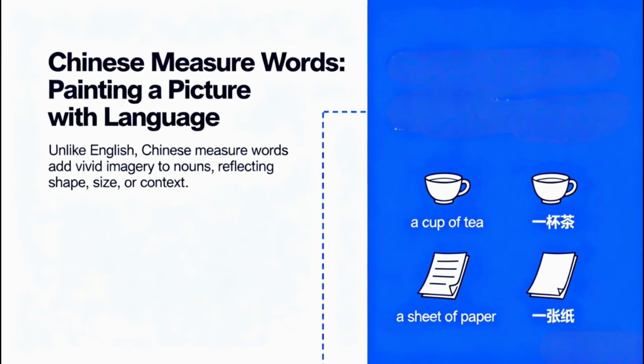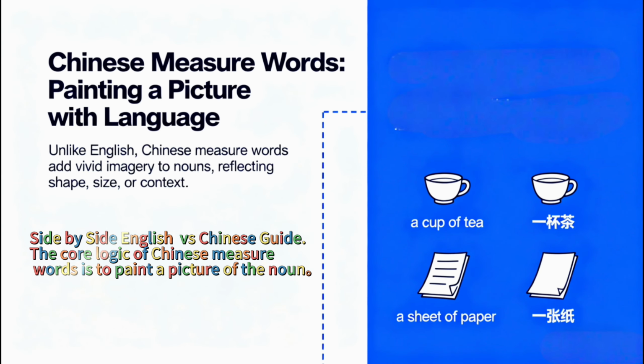Learning Chinese measure words, a side-by-side English versus Chinese guide. The core logic of Chinese measure words is to paint a picture of the noun. They describe an object's shape, category, or state. In English, we often just use a number or indefinite article.